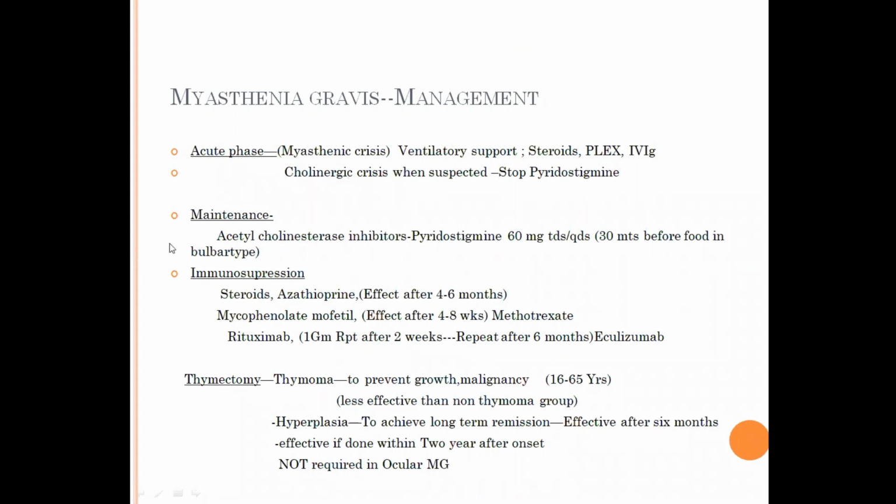Now, after the acute crisis, the maintenance. The acetylcholine, which is released at the neuromuscular junction, is destroyed by the acetylcholinesterase enzyme. So the drugs to inhibit acetylcholinesterase will keep the acetylcholine quantity high. The commonest which we use is pyridostigmine, and because the basic problem is immune mediated, immune suppression: steroids and steroid-sparing immune suppression drugs, azathioprine and MMF.